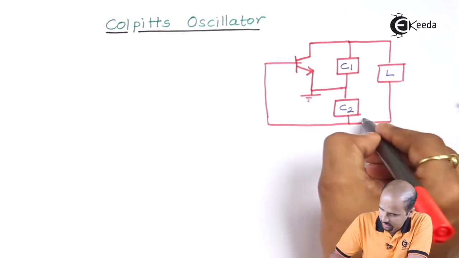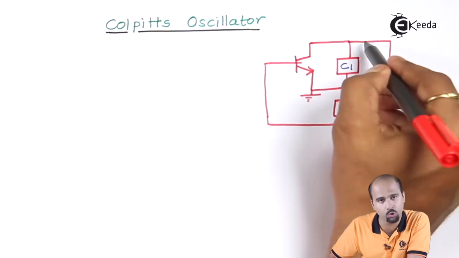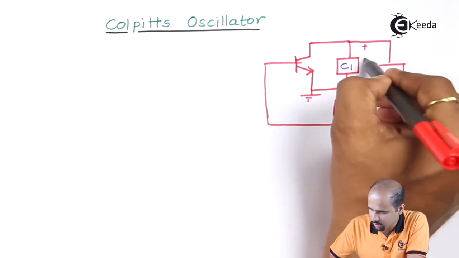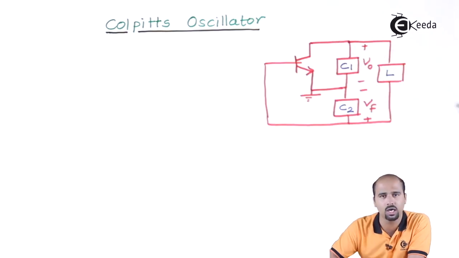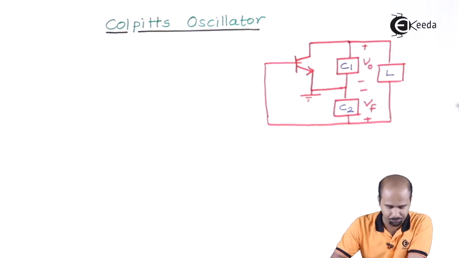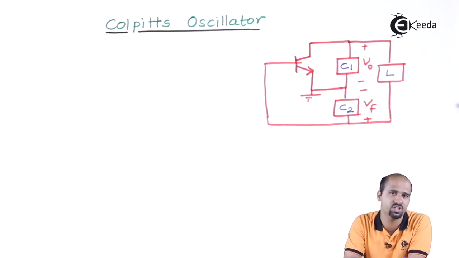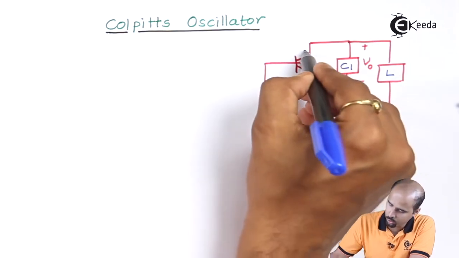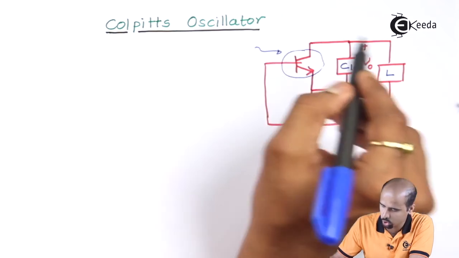where you are giving the feedback voltage as VF over here, and the output voltage will be getting at the collector of the transistor, okay? So we can replace this BJT by FET as well. So instead of BJT, you can have FET as well. I'm just writing a note over here.